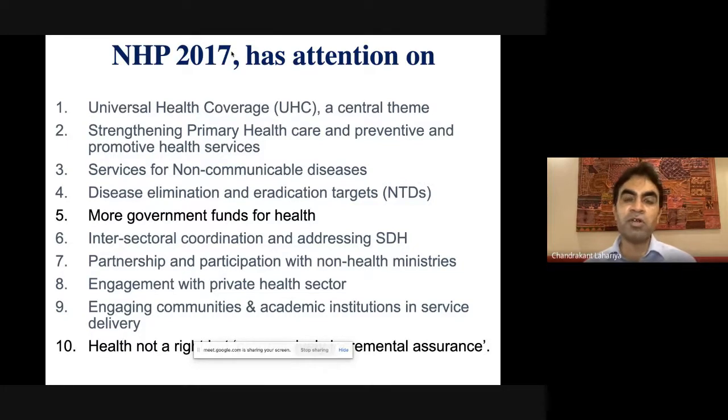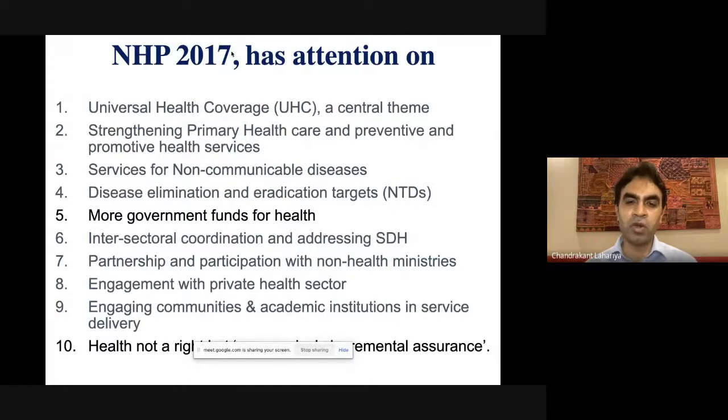The National Health Policy also focuses on increasing government funding on health. In India, as a proportion of GDP, the government spending on health is 1.15% of GDP. This is one of the lowest in the world. India comes in the bottom 20% of countries when it comes to government spending on health. India's National Health Policy proposed that it will increase from 1.15% of GDP to 2.5% of GDP by the year 2025. It is 4 years since then, but it has not increased much.